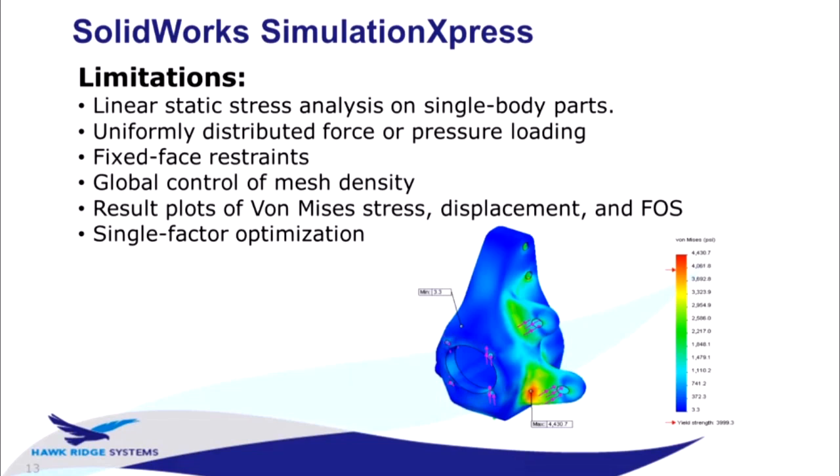But it does offer a single factor optimization tool. You can tell the software something like adjust the thickness of this plate until it doesn't yield anymore, or adjust the thickness of this plate until the factor of safety is greater than 2. So that is available. Realistically, this is a good tool. It uses the same engine as the full tool, but some of these limitations can mean for anything other than a first pass analysis, it's not complete enough for our needs.